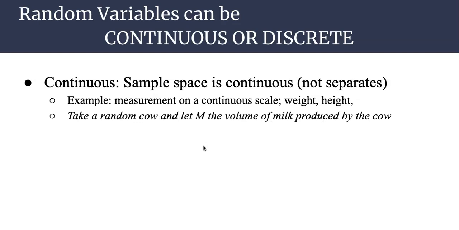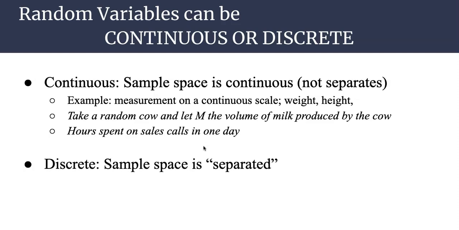Or a specific example here for you. Take a random cow and let's milk that cow. The volume of milk produced by that cow is going to be an example of a continuous random variable. Another example of continuous: hours spent on sales calls in one day. Because we're not going to say 1 hour, 2 hours, 3 hours, we can say something like 7.45 hours spent on sales calls in one day. So if we use hours, like time, that's going to be another example of a continuous random variable. Now, discrete ones are the ones that we're going to look at more today in this slide.